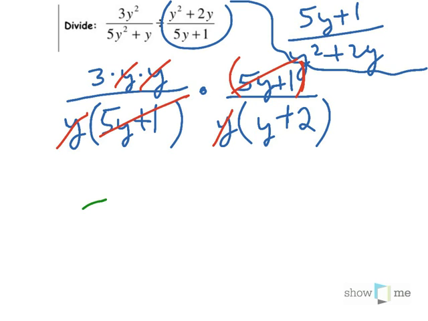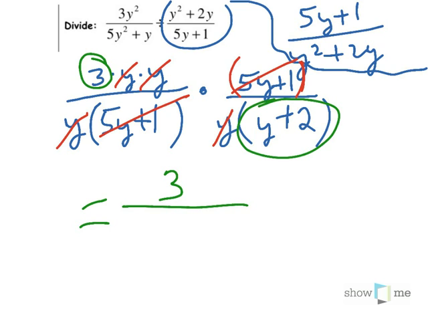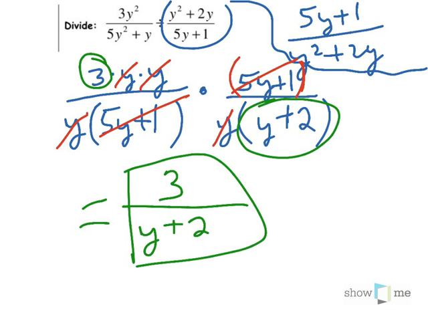So now let me just identify what's left. On the top, all I have is a 3 left. On the bottom, I have a y plus 2 left. And remember, if that factor is by itself, you don't need to put parentheses around it. So my answer is just 3 over y plus 2.